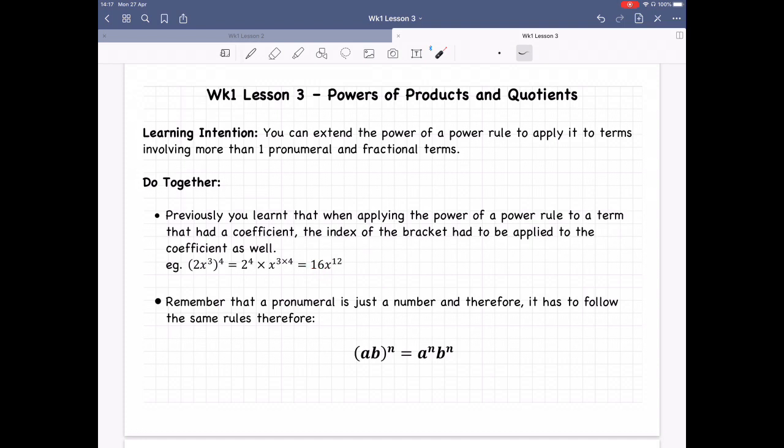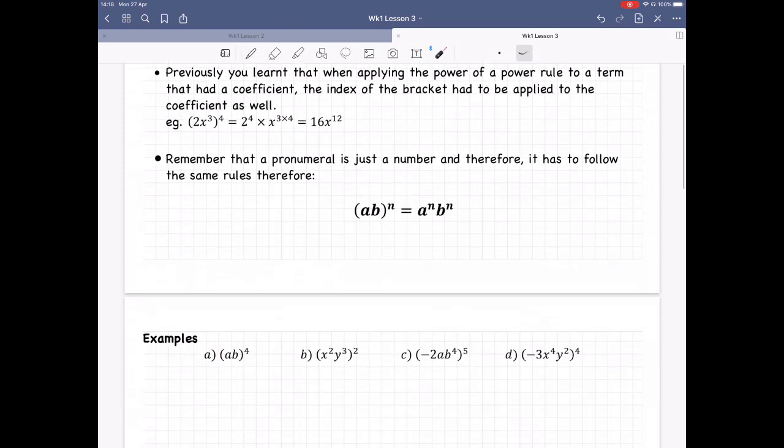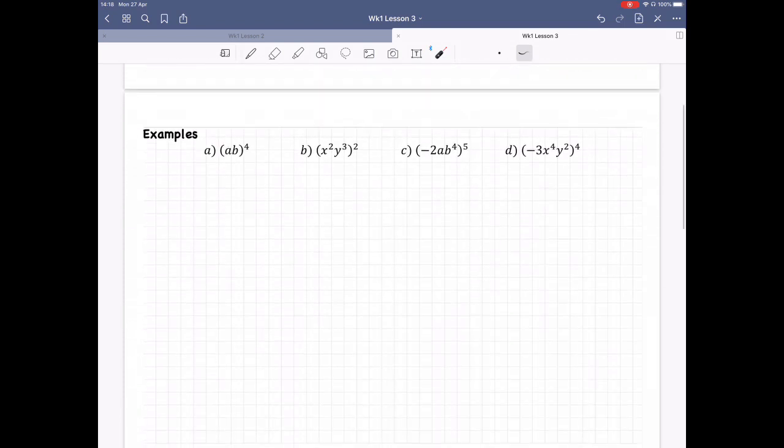Now, we need to remember that a pronumeral is just the same as a number, and therefore it has to follow the same rules. So if we had the term ab inside the brackets, then that means it's a times b. So we've got two terms there, which means our power has to be applied to both terms. So we have a to the power of n times b to the power of n. So let's look at how that works with some examples.